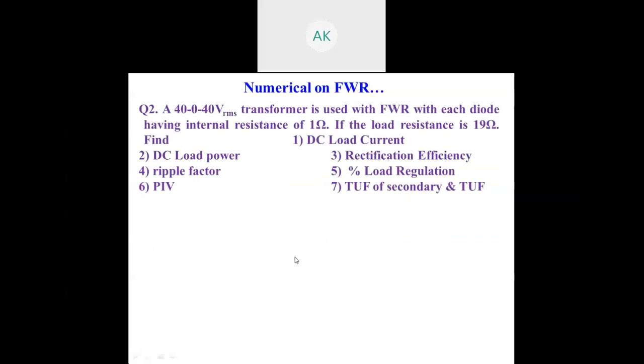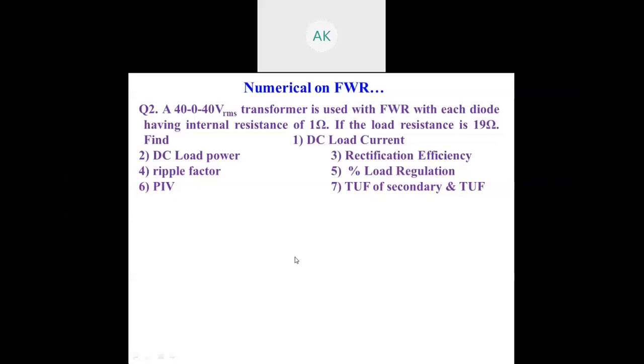Okay. Now guys, you have to try it at your end. A 40 volt RMS is given. A transformer is used with a full wave rectifier, with each diode having an internal resistance of 1 ohm. If the load resistance is 19 ohm, find the DC load current, DC load power, rectification efficiency, ripple factor, percentage load regulation, peak inverse voltage, transformer utilization factor of the secondary and the TUF.